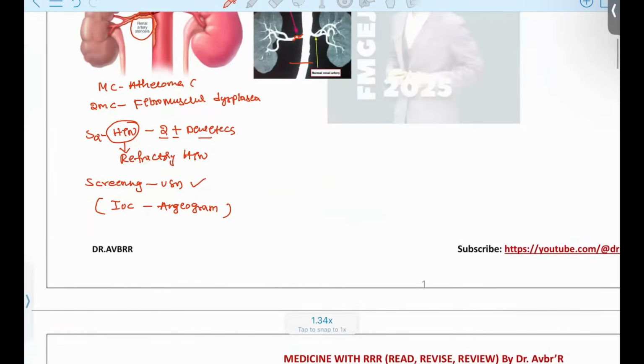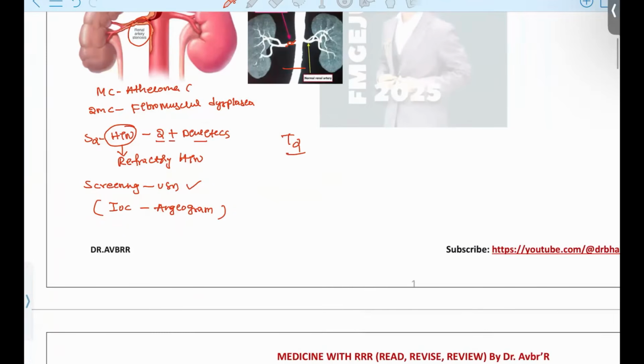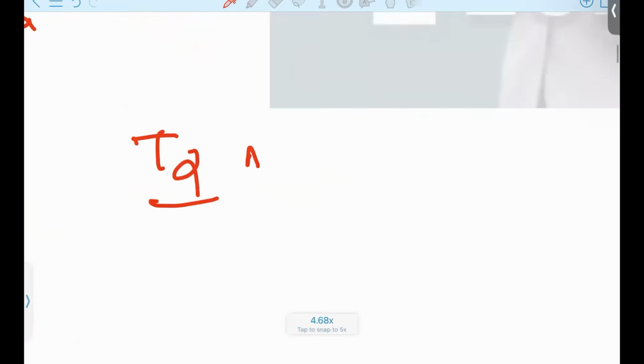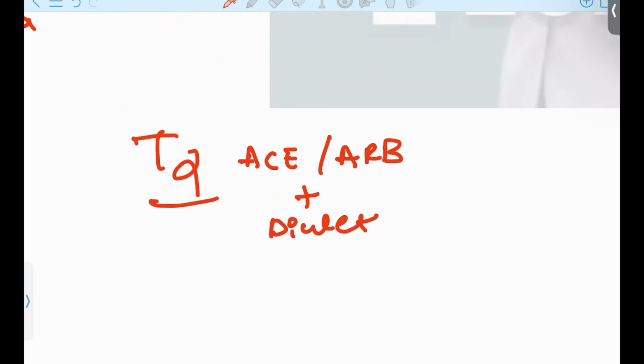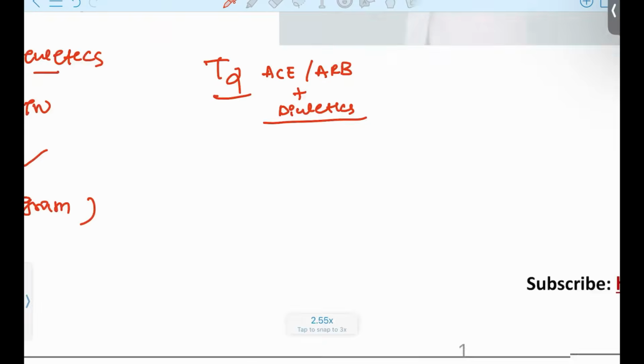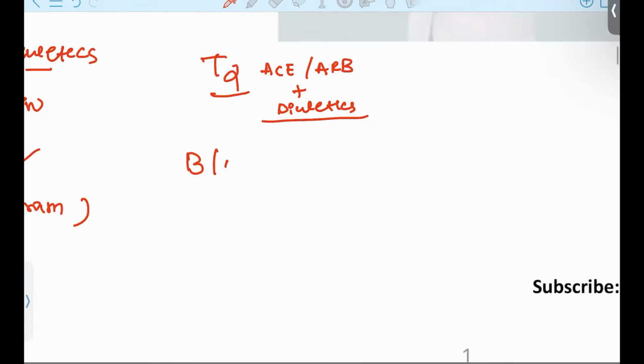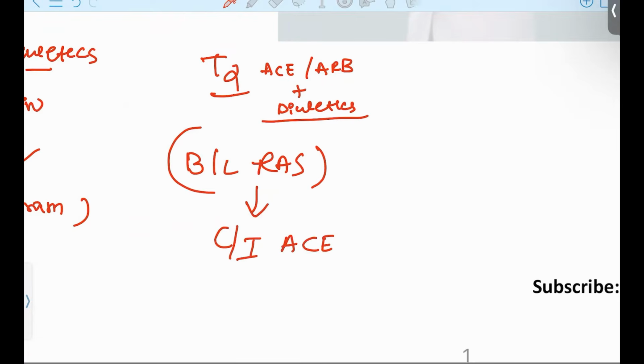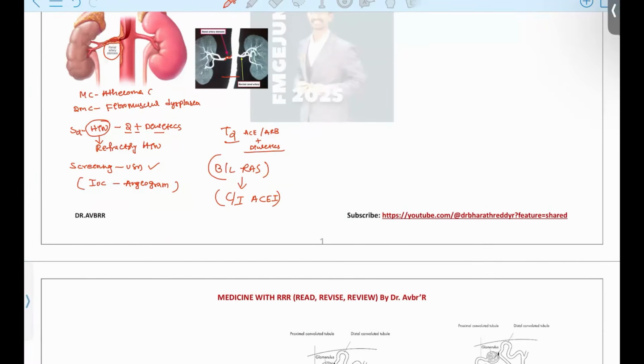And what is the treatment? For the treatment, you have to start the patient on ACE inhibitors or ARBs. Along with that, you have to start diuretics. So 3 types of drugs can be given for this patient. But let's say the patient has bilateral renal artery stenosis. Can I give ACE inhibitors? In this patient, ACE inhibitors are contraindicated. So remember this point also. Bilateral stenosis, you should not give, but unilateral, you can still give.